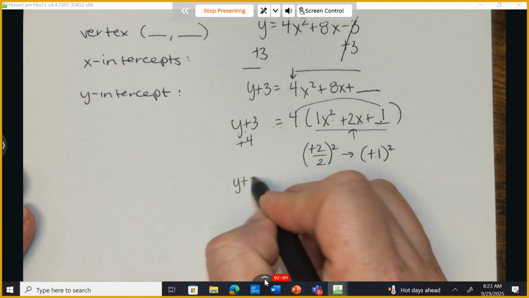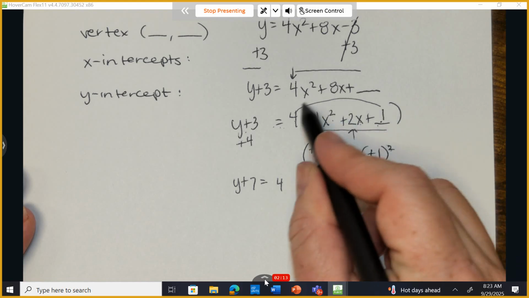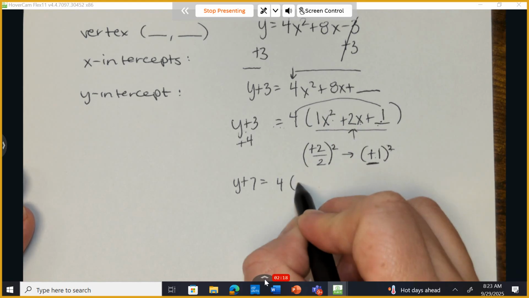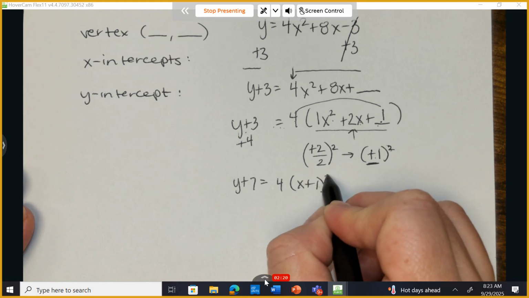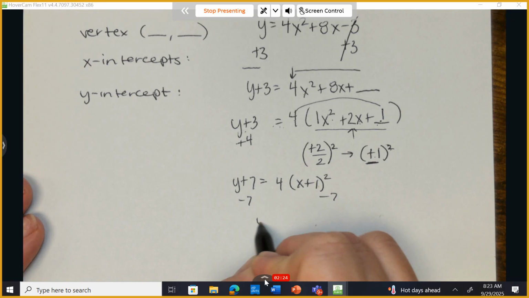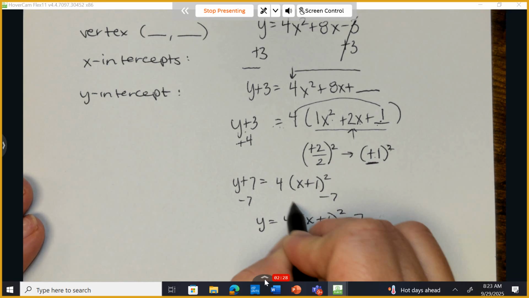I have y plus 7 equals, and I could go off to the side and factor this trinomial, or there's a shortcut. You take and put an x in front of this portion, so x plus 1, quantity squared. And lastly will be to subtract the 7 back, and now I have rewritten this in vertex form.